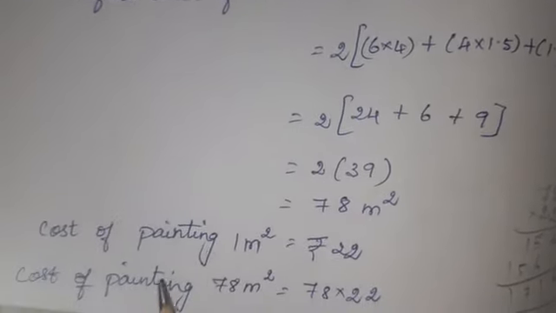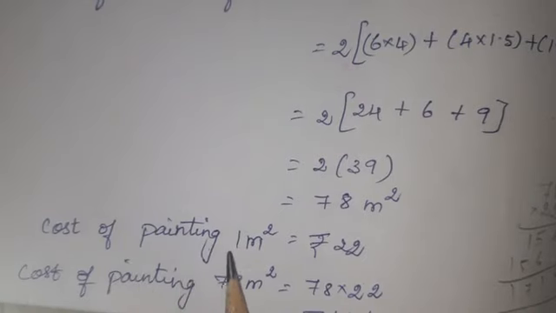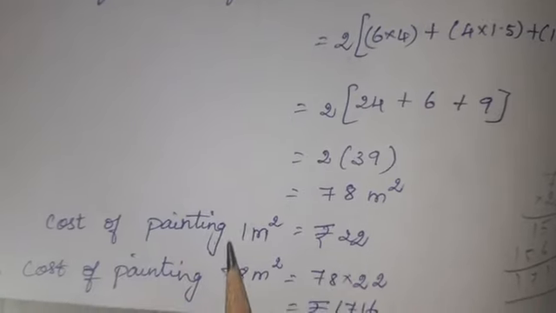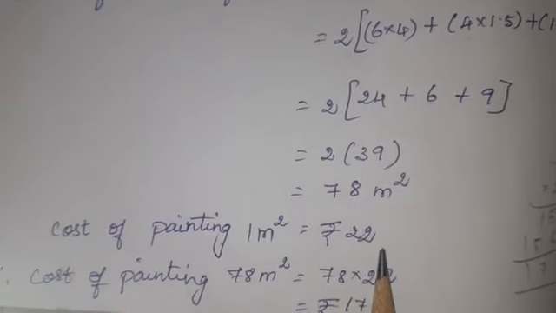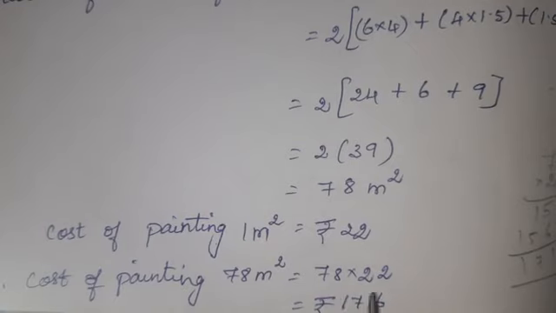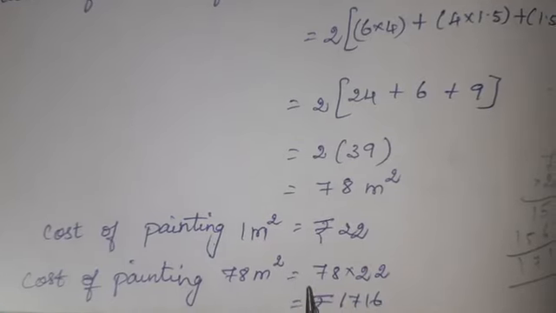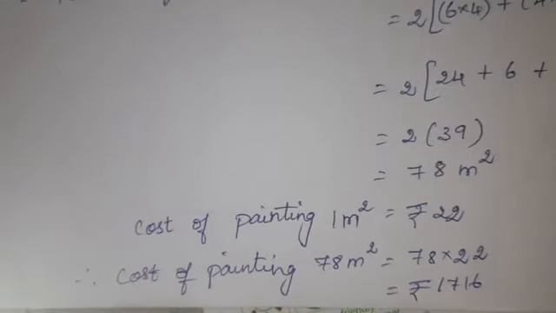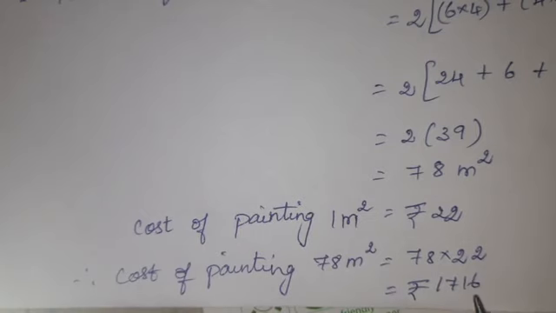In our question they have given us the cost of painting per meter square as rupees 22. That can be written as 1 meter square is equal to rupees 22. What about 78 meter square? That means you should multiply. Therefore, cost of painting 78 meter square is equal to 78 into 22, is equal to rupees 1716.